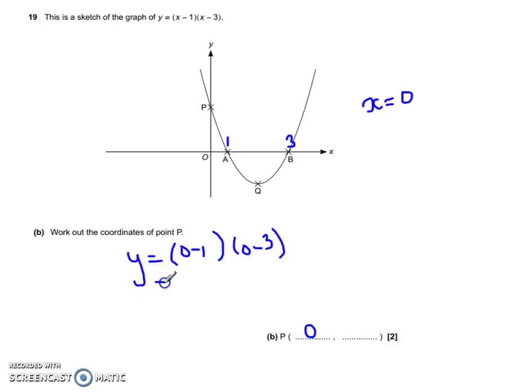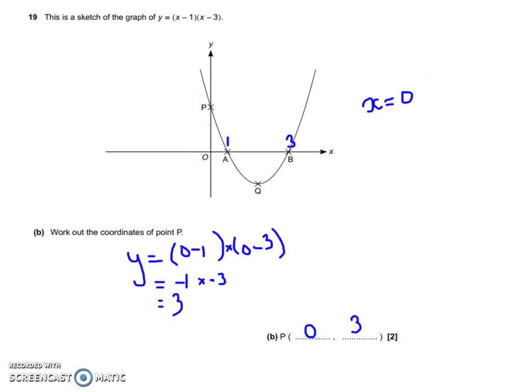Now if we go down, 0 take away 1 is minus 1, and 0 take away 3 is minus 3. So I've got minus 1 times minus 3, remembering I've got this times because there's an invisible times sign between these two brackets. So minus 1 times minus 3 gives me an answer of 3. So my y value is 3. So this coordinate up here must be (0, 3). Gone along 0, up 3.